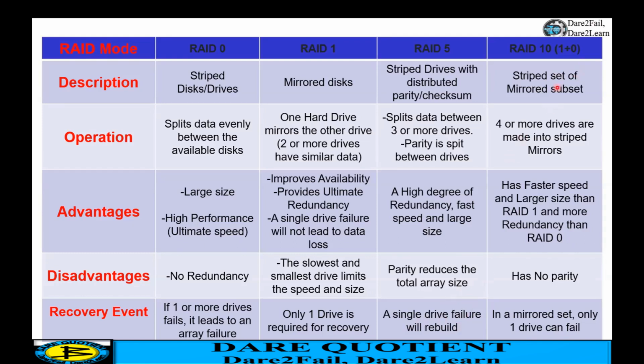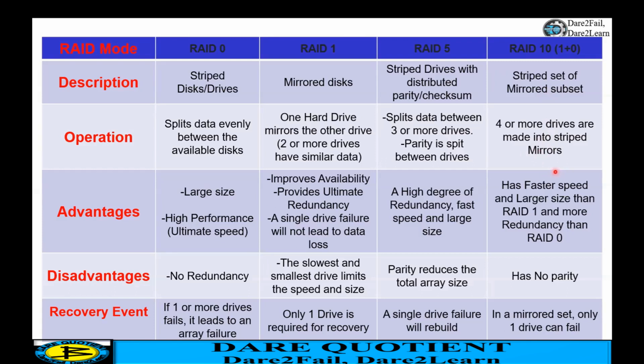And for a RAID 10, we have striped set of mirrored subsets. So you have 2 RAID 0s that are mirror images of 2 other RAID 0s, and that is considered a RAID 1. So you have a combination of a RAID 1 and a RAID 0. And for a RAID 10, 4 or more drives are made into striped mirrors.